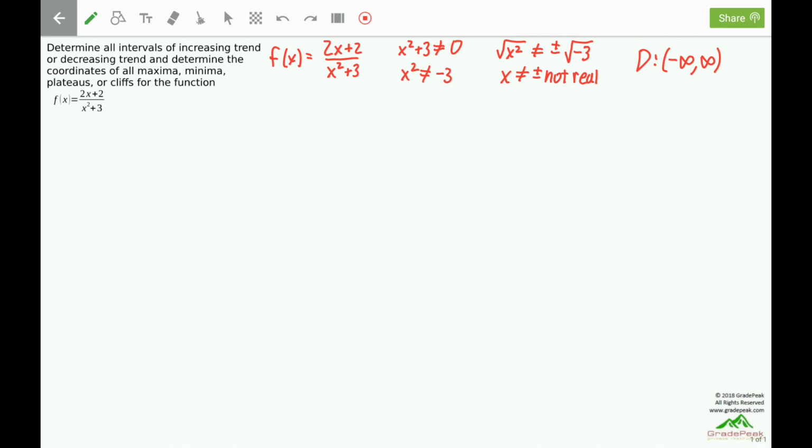f of x is a quotient of two expressions here, so the derivative f prime of x will require the quotient rule, which will be the derivative of the numerator times the denominator left alone, minus the numerator left alone, times the derivative of the denominator, and the entire thing over the denominator squared.